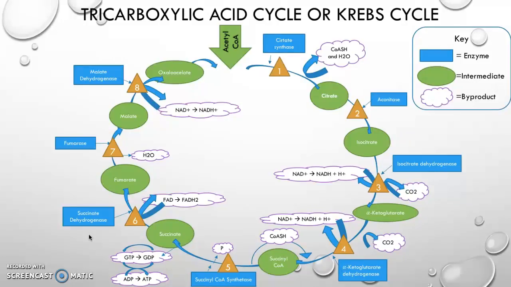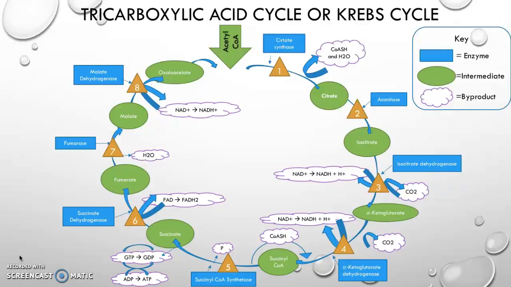In step 4, alpha-ketoglutarate dehydrogenase is the enzyme, and it converts alpha-ketoglutarate into succinyl-CoA. Again, NAD+ is converted to NADH and H+, and CO2 is also released.